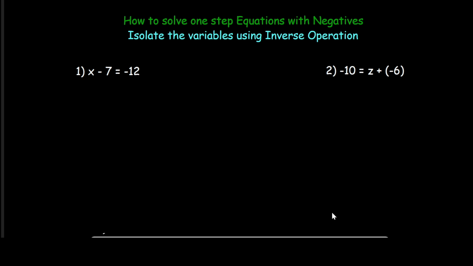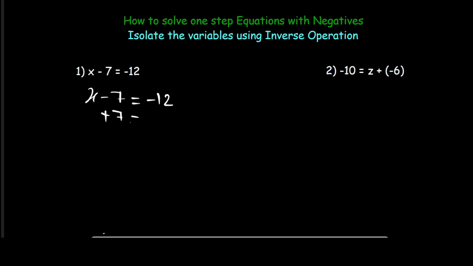So I'm starting with addition. Here we have an example which is x minus 7 equals minus 12. I'm going to rewrite it: x minus 7 equals minus 12. Here we have to undo this 7. So to undo this 7, I'm going to add 7 here.